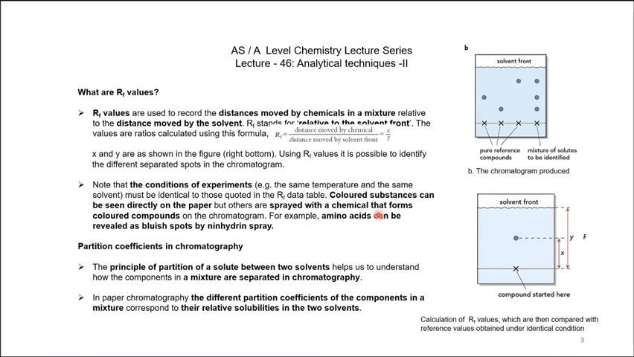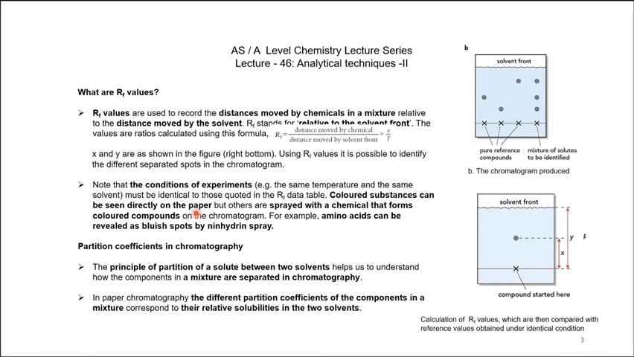We have to note that the conditions of the experiment must be the same. For example, if we put a sample in a paper chromatograph at a different temperature, or with a different solvent, it cannot be done this way. We have to have the RF value, and we should remember that we have to have the same temperature and the same solvent to do this. In paper chromatography, we also get colored substances that can be seen directly on the paper.